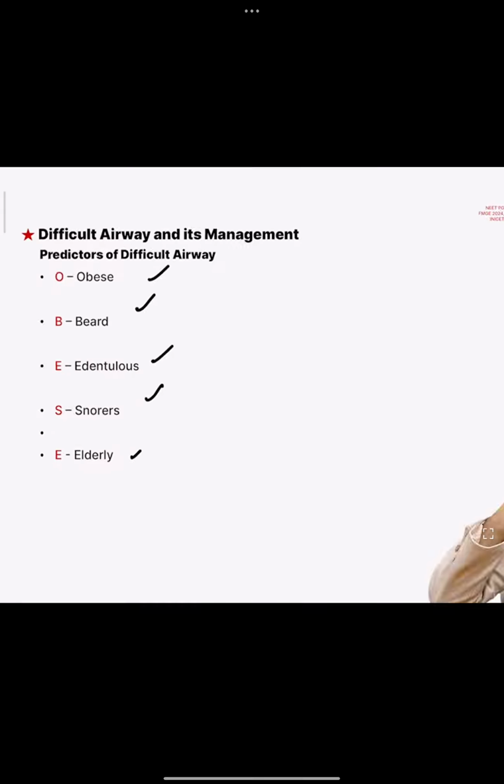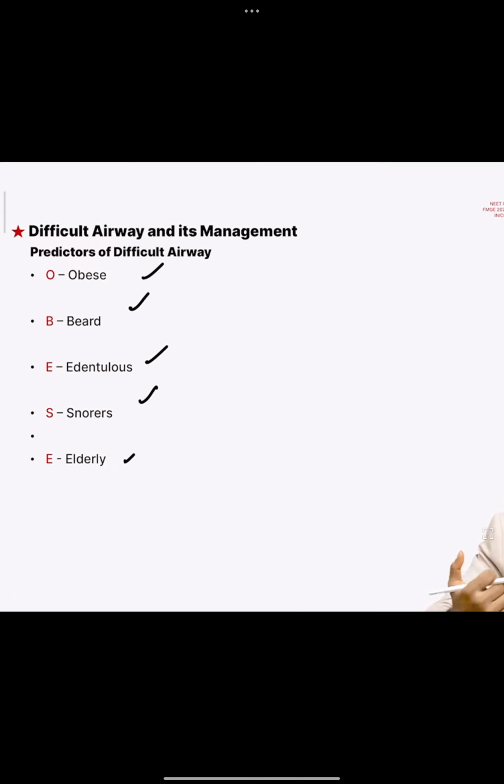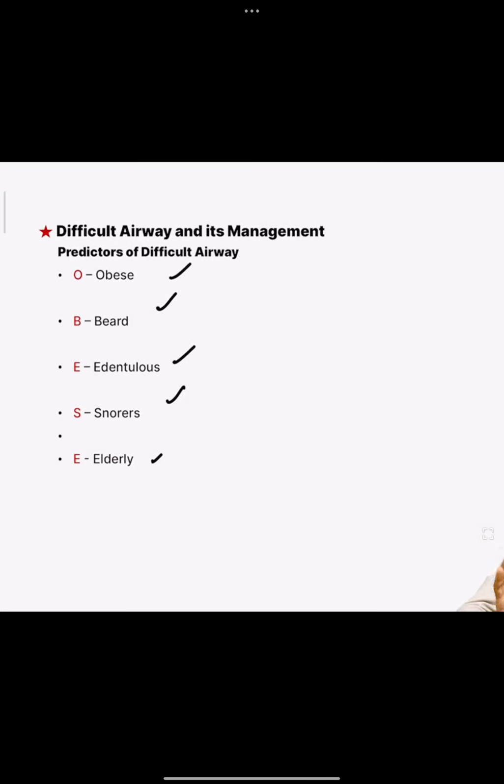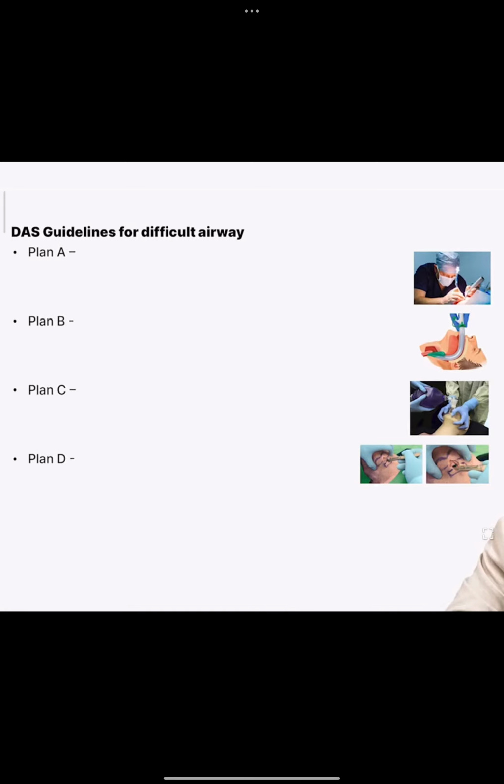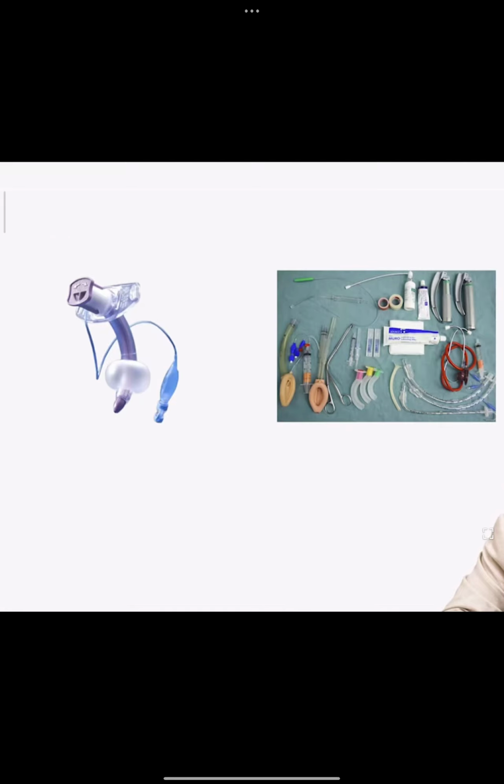But guys, imagine if you are suspecting a difficult airway, what do you have to do? You always have to follow the guidelines, the Difficult Airway Society guidelines. Plan A, plan B, plan C, and plan D. What is plan A in difficult airway guys? Always remember, before going to the plans, first you have to prepare a difficult airway set.